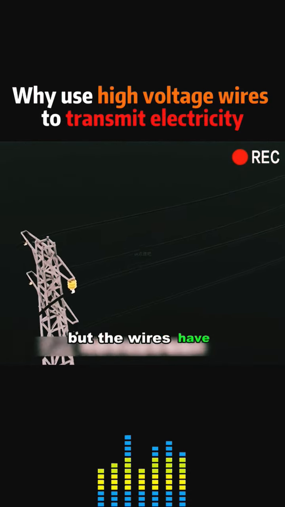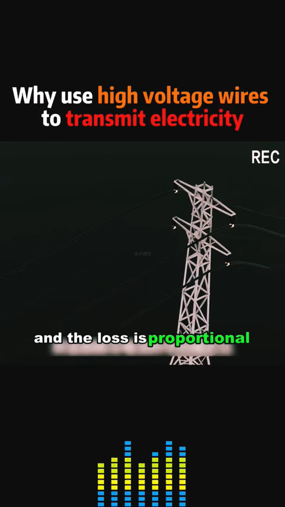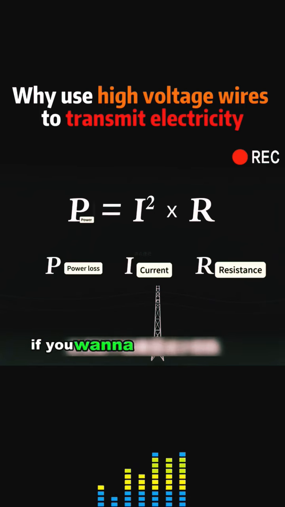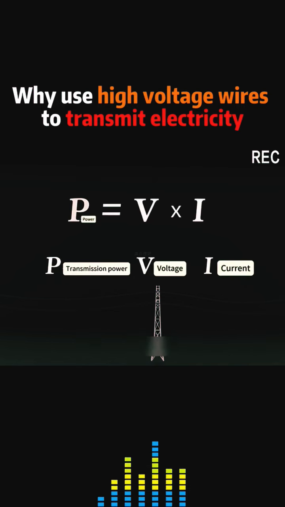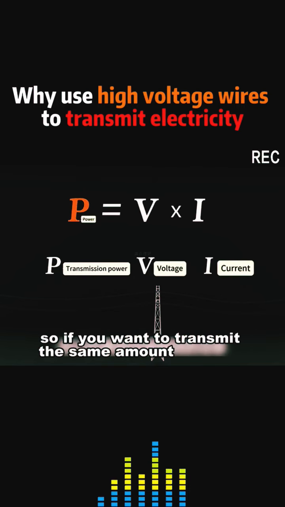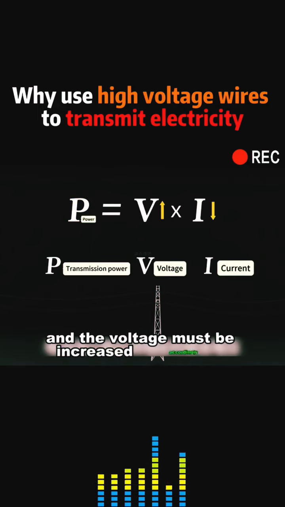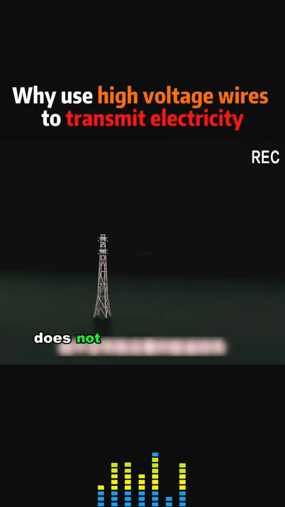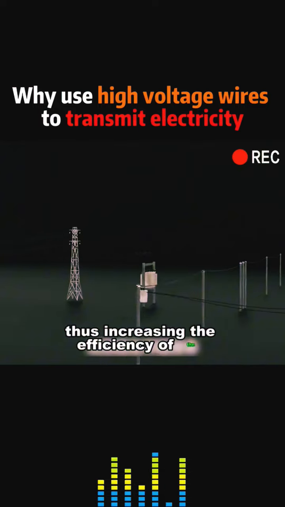But the wires have resistance. This causes power loss, and the loss is proportional to the square of the current. The formula is as follows. If you want to reduce the loss, you must reduce the current. But power is equal to voltage times current. So if you want to transmit the same amount of power, the current must be reduced, and the voltage must be increased accordingly. In this way, the transmission over long distances does not lead to significant energy losses, thus increasing the efficiency of the transmission.